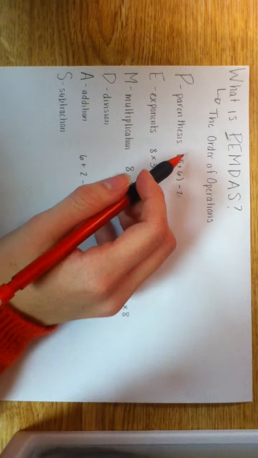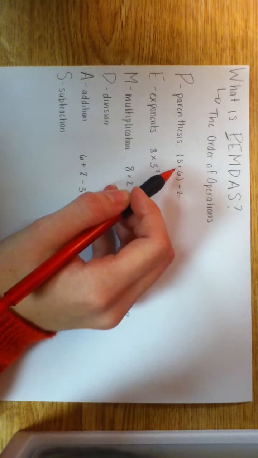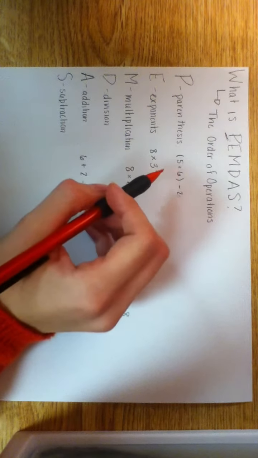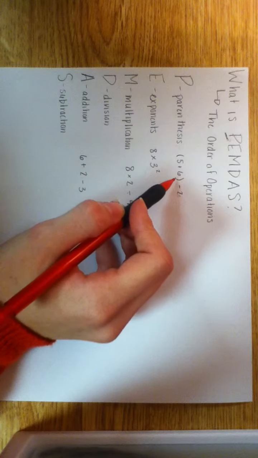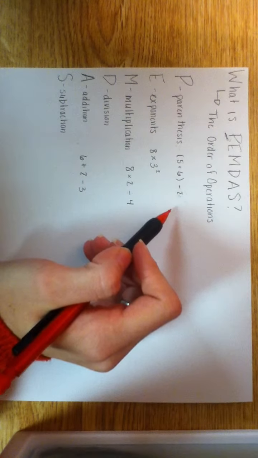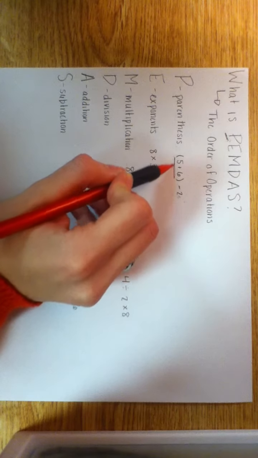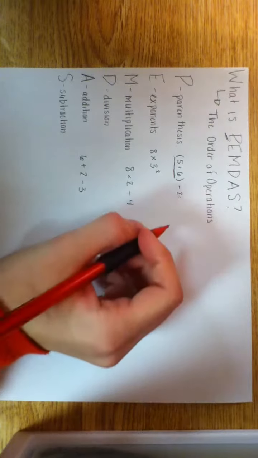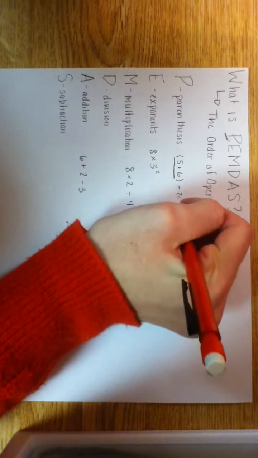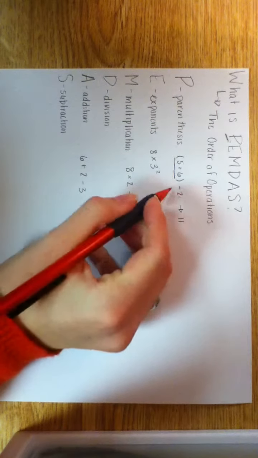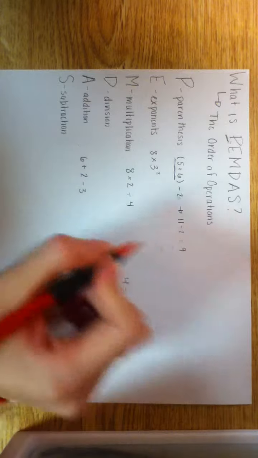So in an equation that has parentheses, you always do what's inside the parentheses first. So in this equation, parentheses 5 plus 6 in parentheses minus 2, the first thing you would do is what is inside of the parentheses. So in this case, 5 plus 6 equals 11, and then you subtract your 2, equaling 9.